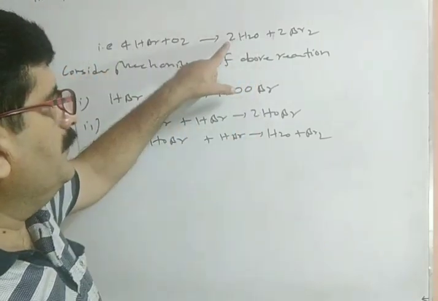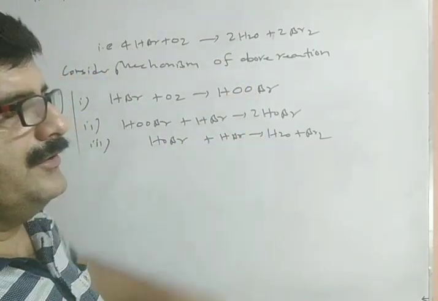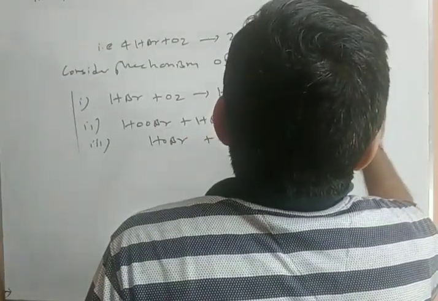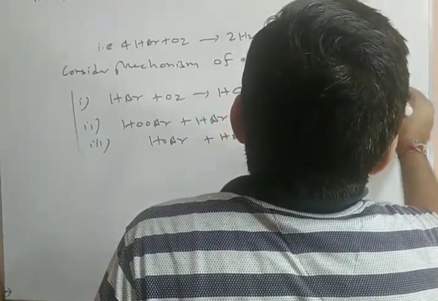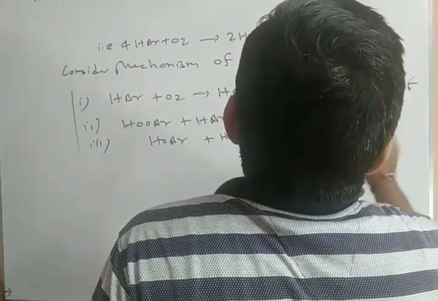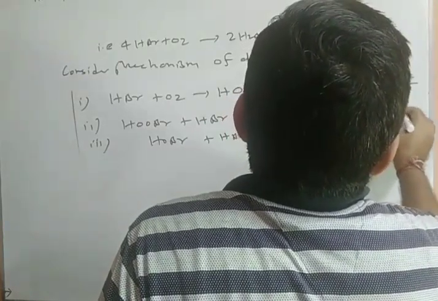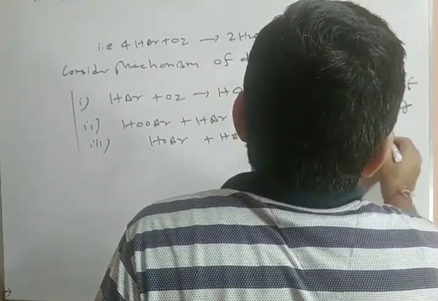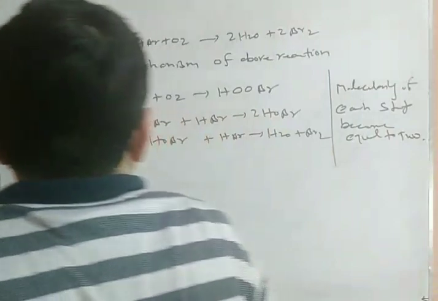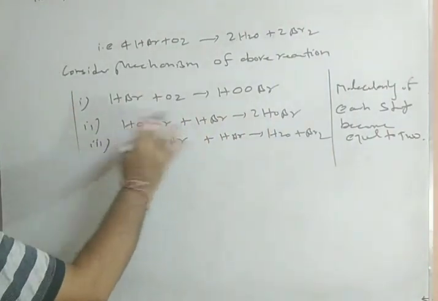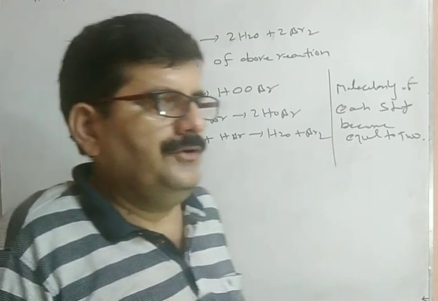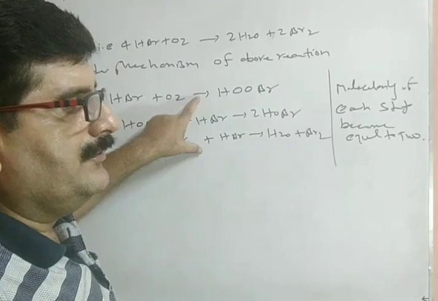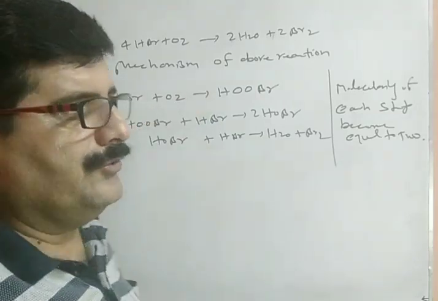So for a complex reaction, each step has its own molecularity. The molecularity of each step becomes equal to 2. Why? Because 2 moles of reactants are involved in each step. So for complex reactions, if mechanisms are given, then we can find out the molecularity of the reaction.